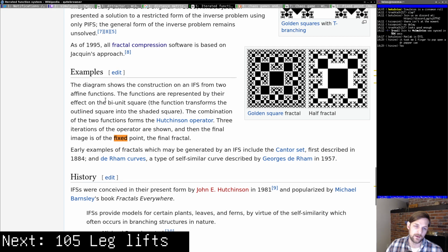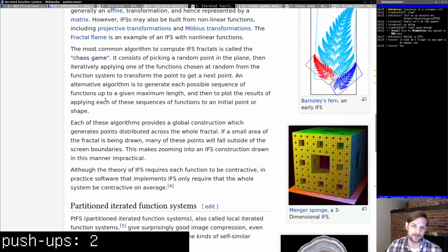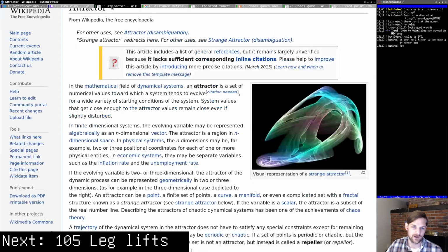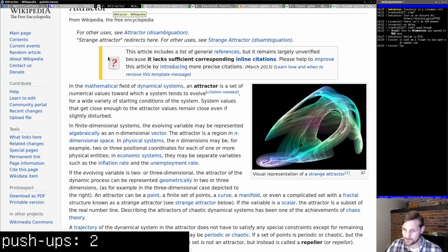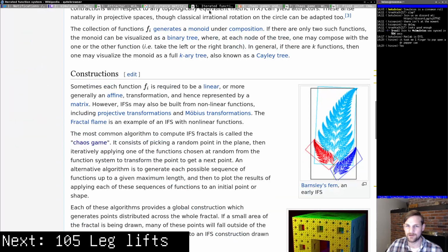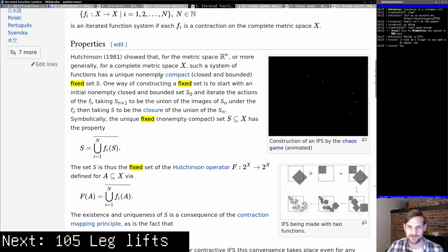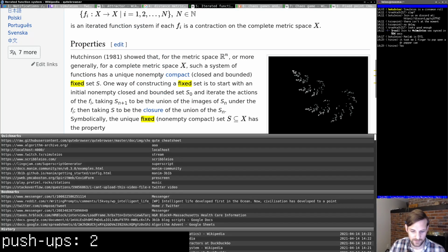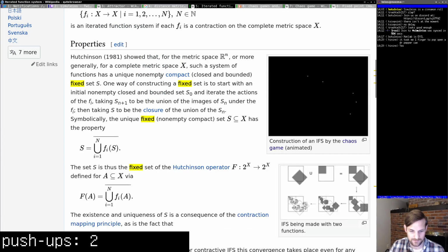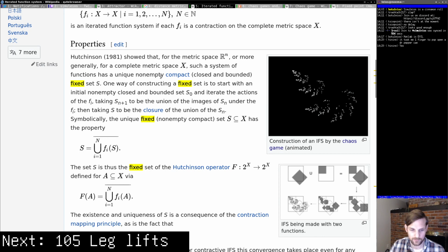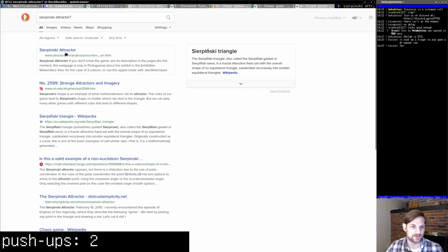Okay, so now the question is what is an attractor, and in what situations does an iterated function system give you an attractor versus a fixed point? That's the question, and I don't actually know in this case what makes an attractor and what makes a fixed point. So let me see, is the Sierpinski triangle an attractor? Sierpinski attractor. That's my question.